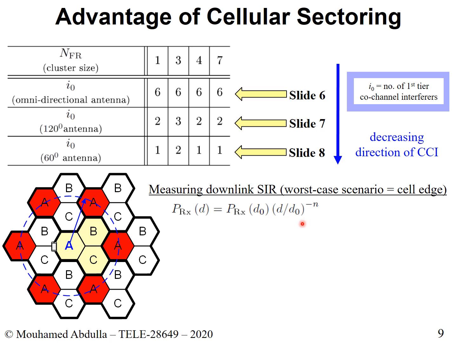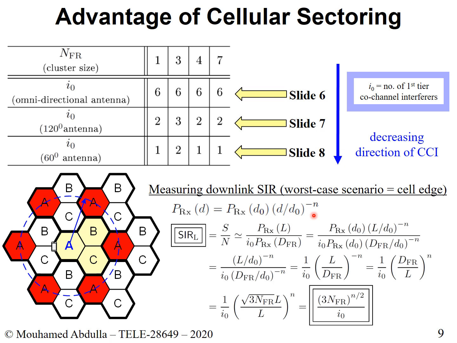In fact, we did discuss it in the previous lecture, but I wanted to give you a refresher. So this is the close-in distance. This is the received power at the close-in distance. This is the power at any distance d, and this is the path loss exponent. And the path loss exponent for mobile communication should be considered to equal 4. Okay, so now we have this.